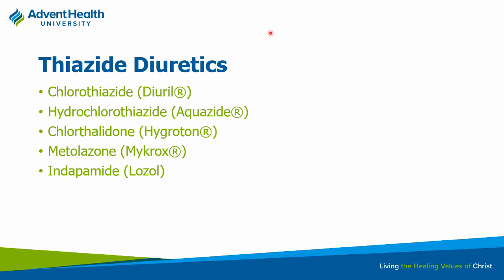Now we're moving into our thiazide diuretics, okay? Of course, not all of these are going to follow the same naming convention either, but it is what it is, right? So we have chlorothiazide, we have hydrochlorothiazide. What does that get abbreviated to?